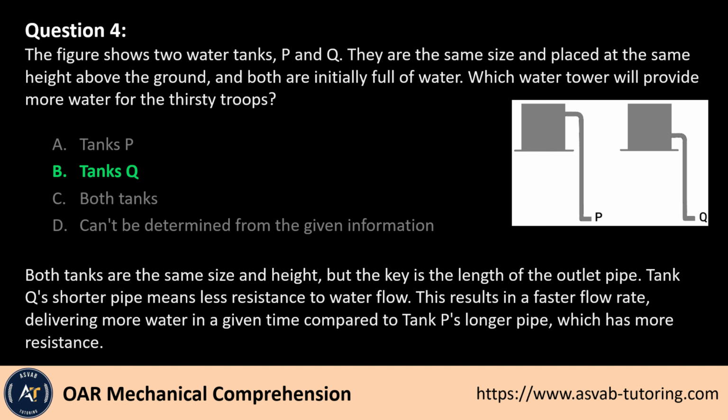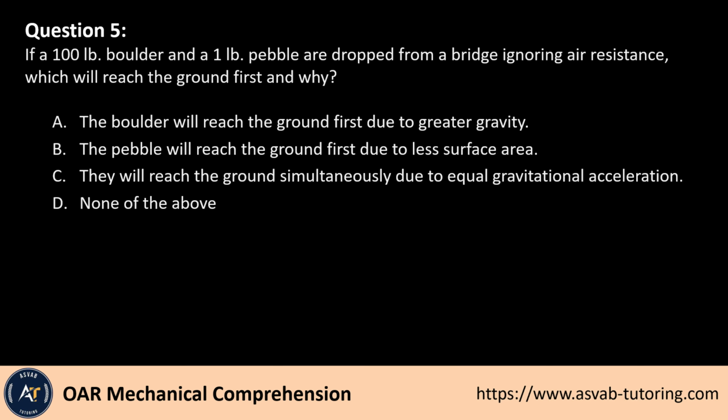The answer is B. Both tanks are the same size and height, but the key is the length of the outlet pipe. Tank Q's shorter pipe means less resistance to water flow. This results in a faster flow rate, delivering more water in a given time compared to Tank P's longer pipe, which has more resistance.